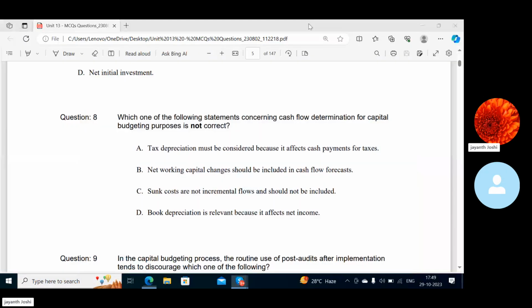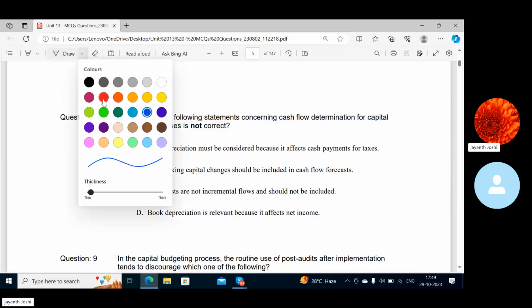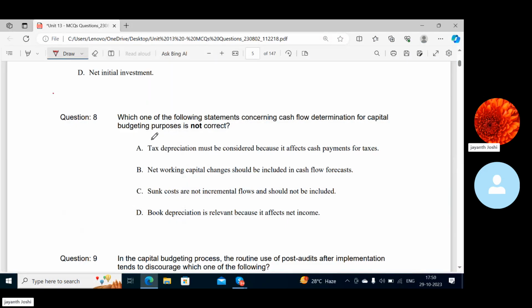So question 8 is in front of you. Can you try to answer? Which one of the following statements concerning cash flows determination for capital budgeting process is not correct?